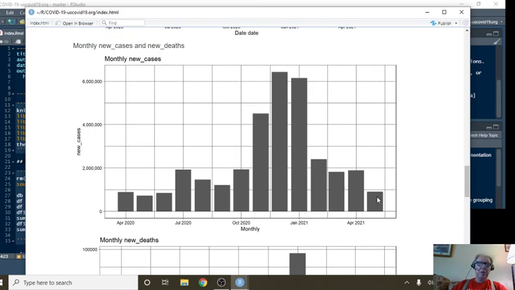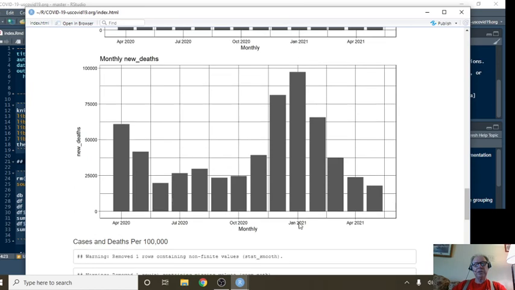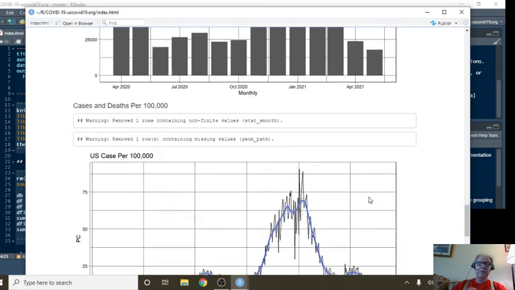May is going to be the lowest number of cases since June. Deaths are going to be the lowest number of monthly deaths so far. That's definitely good news.